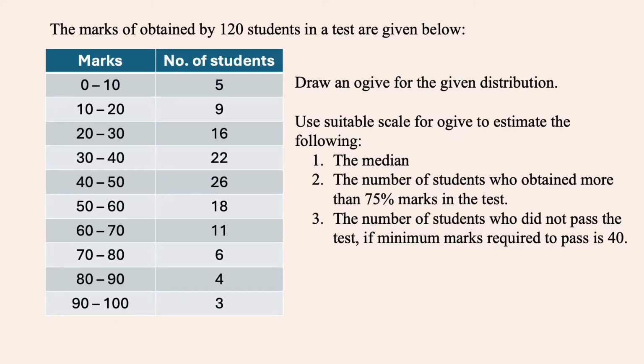We need to find the median, we need to find the number of students who obtain more than 75% marks in the test, and the third thing, we need to find the number of students who did not pass the test if the minimum marks required to pass is 40. So first of all, let us see what things are required to construct an ogive.